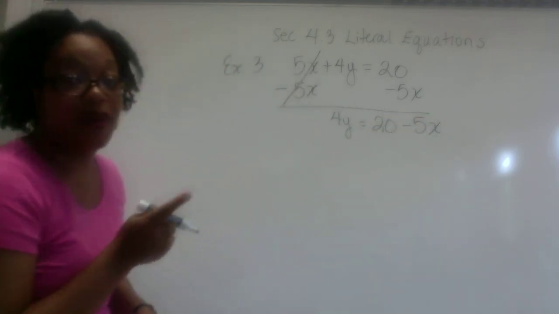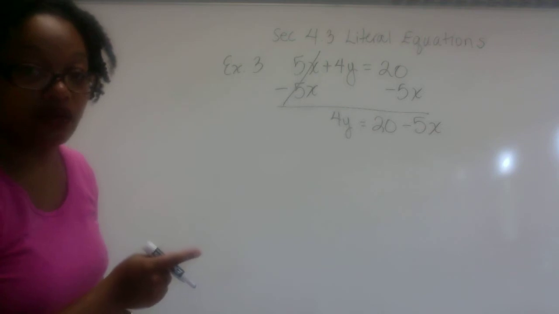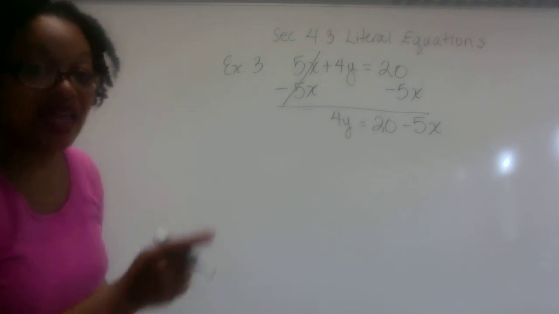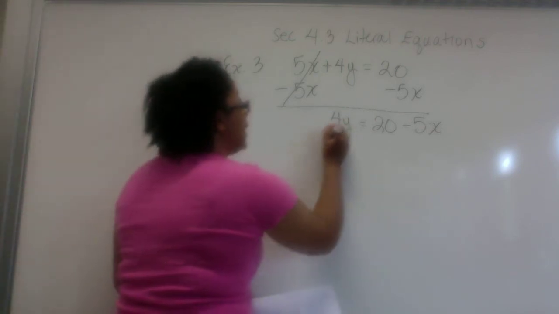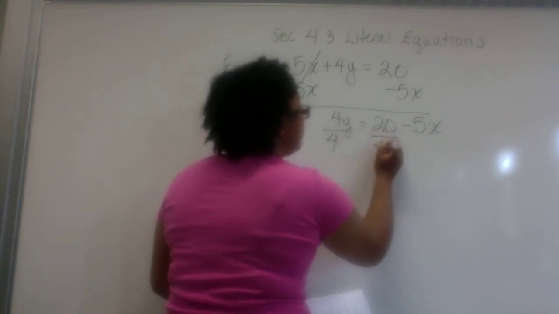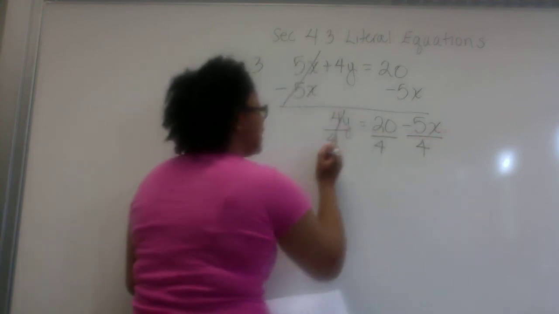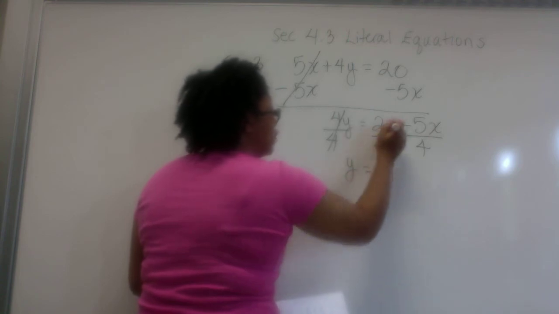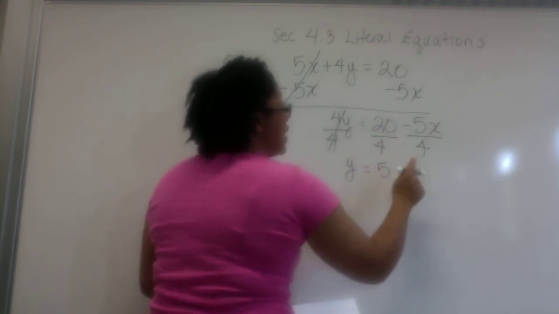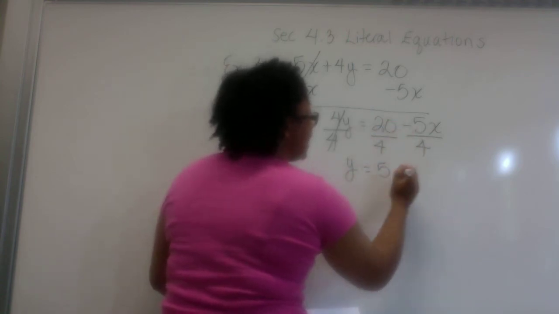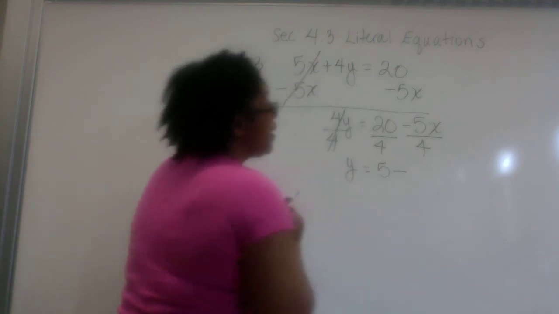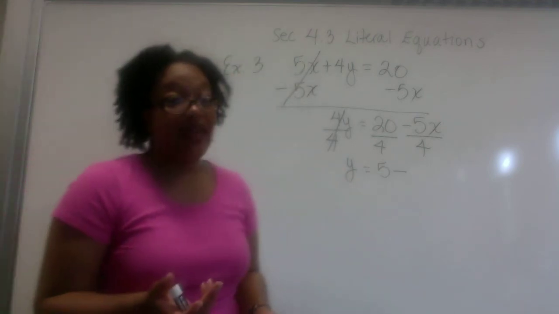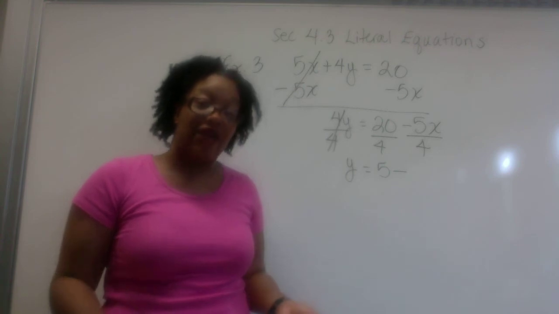Okay? So you all should know by now why that is. Okay? They're not like terms. Divide everything by 4. 4 is canceled. 20 divided by 4 is 5. The negative divided by negative, so I know that's still going to stay negative. 5/4, you can't simplify it. It doesn't have a common factor.